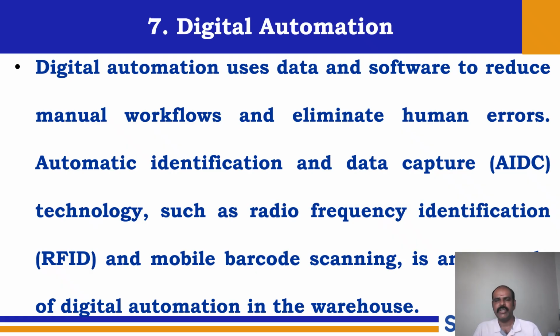Now, digital automation. Where exactly digital automation starts is like this. Digital automation uses data and software to reduce manual workflows and eliminate errors. This is the first initial case, not the higher level or hi-fi case. At the initial stage, what it expects is that data capture is done automatically. This is the first priority, the first function of digital automation. It is called AIDC, automatic identification and data capture technology.